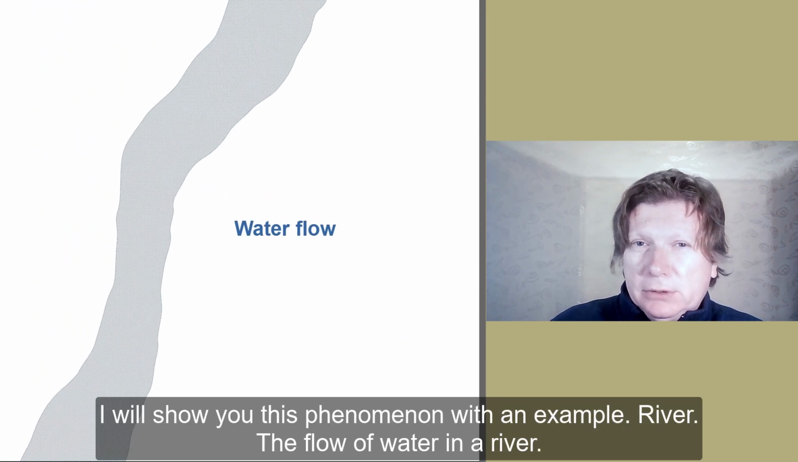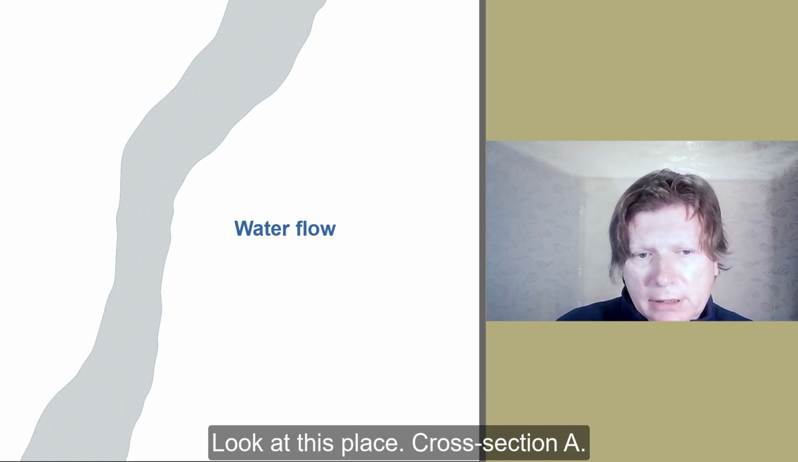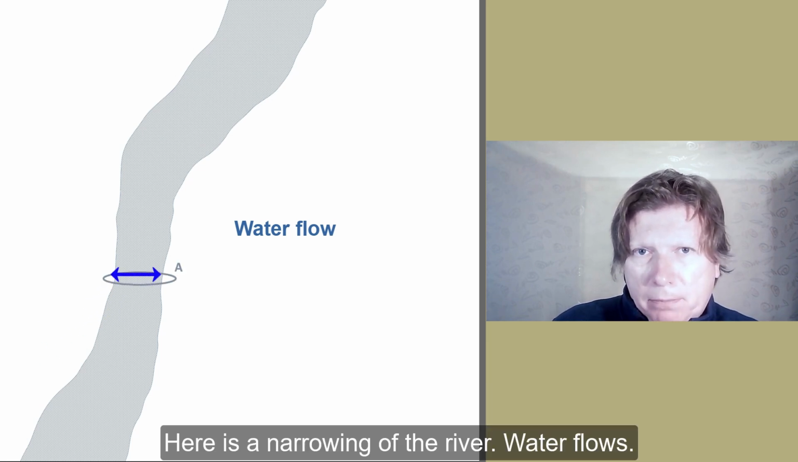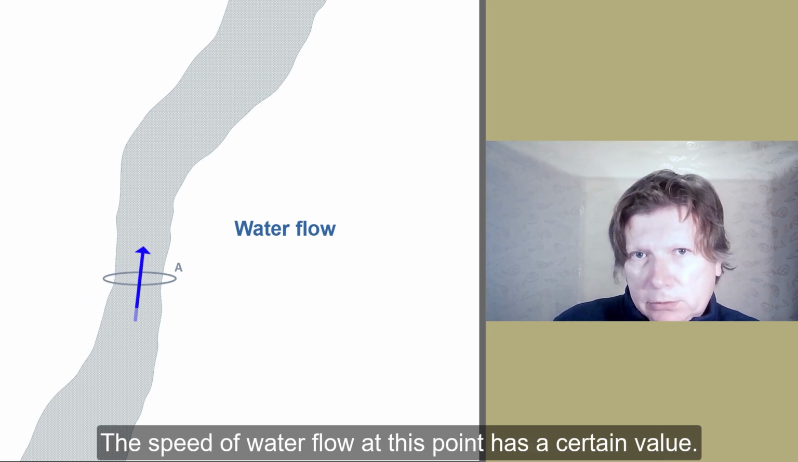I will show you this phenomenon with an example. River. The flow of water in a river. Look at this place. Cross-section A. Here is a narrowing of the river. Water flows. The speed of water flow at this point has a certain value.